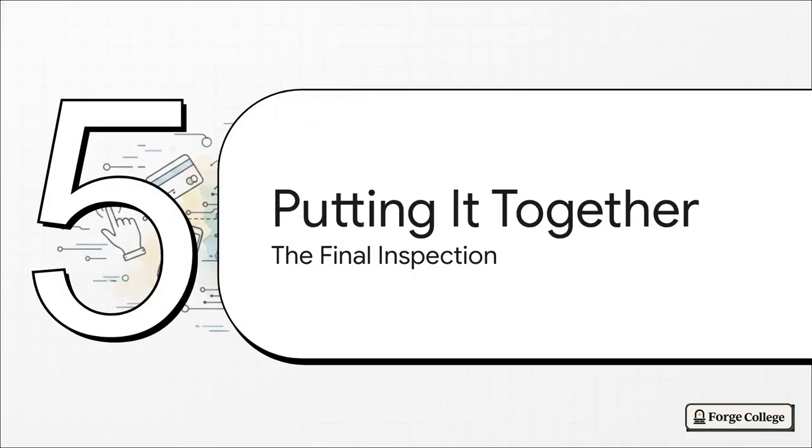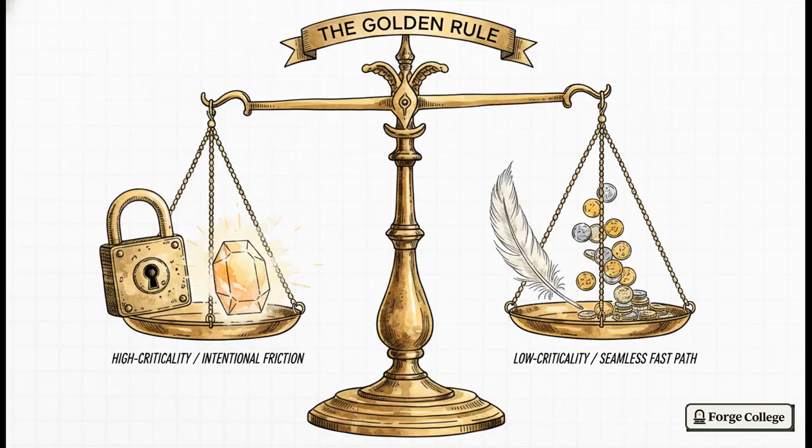All right, we made it to Section 5, putting it all together. Let's do our final inspection. So, if you take nothing else away from today, your primary takeaway has to be this simple golden rule. Match the friction of the security mechanism directly to the frequency and criticality of the user's action. You want to protect your high criticality, low frequency actions, like draining an entire account or changing an owner, with intentional, heavy friction. Use time locks, use multisig, use guardians, but protect your low criticality, high frequency actions, like tipping your favorite creator, with seamless, fast paths and daily limits.